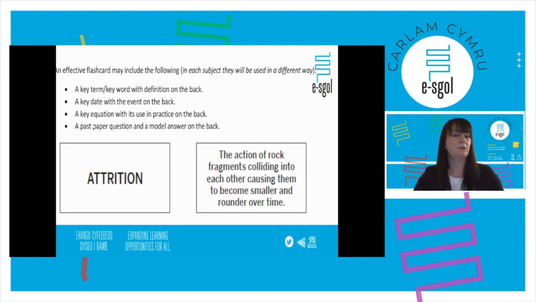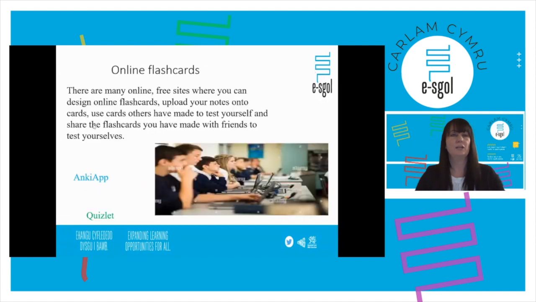So we've got an example here, attrition. That's the action of rock fragments colliding into each other, causing them to become smaller and rounder over time. Could have a key date with history, for example, and then the actual event on the back, or a key equation for maths, and on the back, put it into practice with an actual answer. It could be a past paper question and maybe a model answer on the back. But the important thing is that you keep it really concise on flashcards.